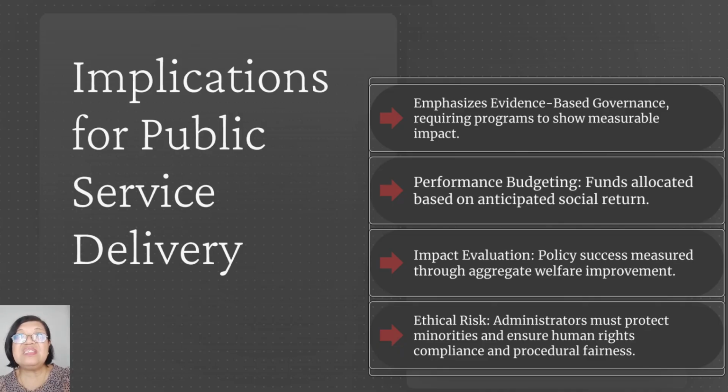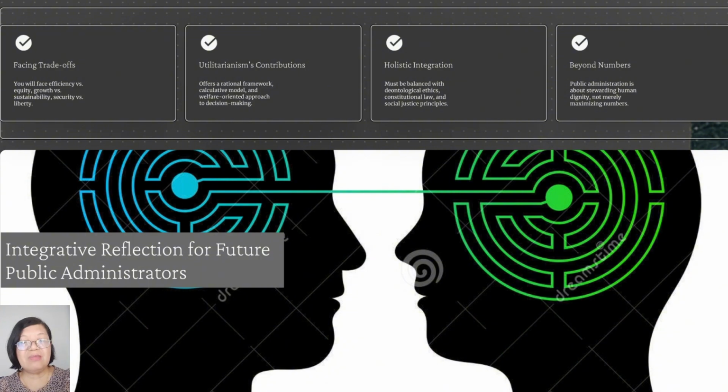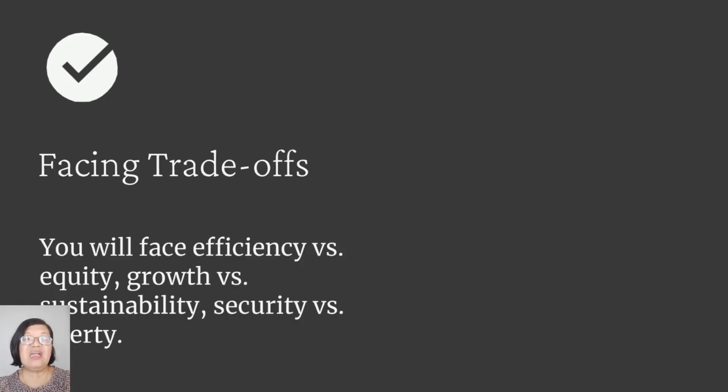And then there's this ethical risk where administration must always watch out for how the minority will be affected and ensure human rights are protected. Nonetheless, the government will still try to achieve fairness in its decisions. So, as future public administrators, first you will be faced with trade-offs. You have to decide and choose between efficiency as against equity, growth or benefit as against sustainability, security against liberty.